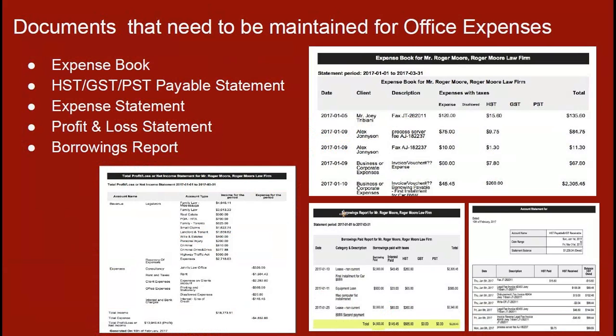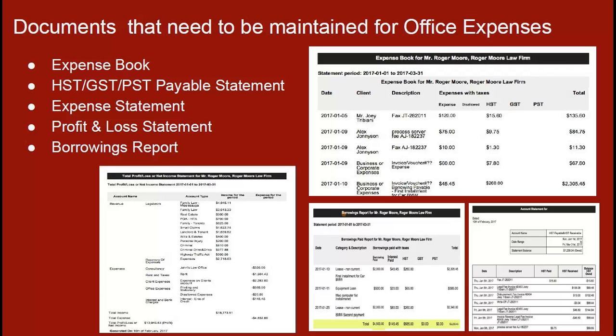And what are the documents that need to be maintained for office expenses? So this is another popular question. A very good example would be an expense book. An expense book really should give you an insight on a timely basis, whether it's monthly, date range, or quarterly, what the different expenses are by categories, even better.